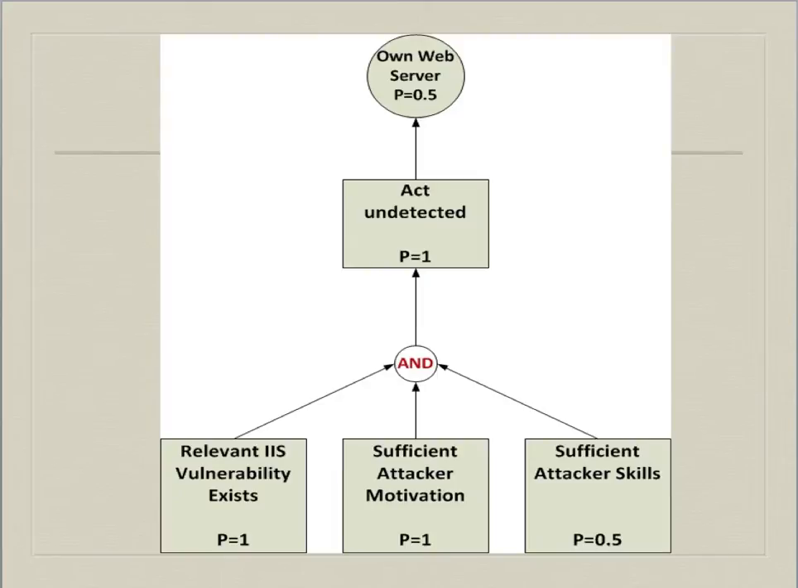Because we do have some controls in place, we believe that there's a 50% chance that the attacker hitting the network would have sufficient skills to circumvent the web server. The fact that the act is undetected is 100%. And because the first level and the second level have to be true, we go to the server at 50% probability that an attacker could compromise the web server.